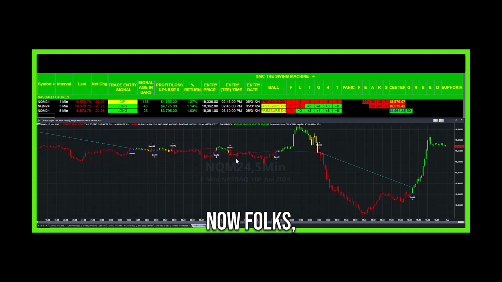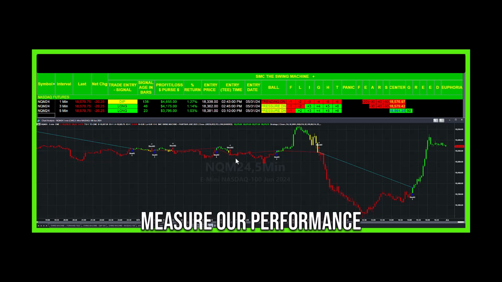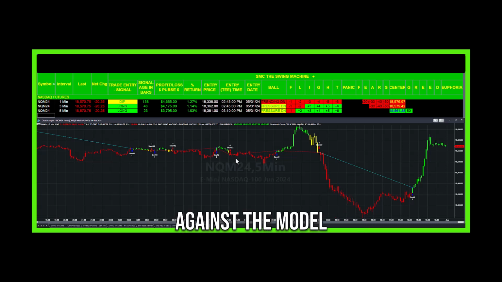Now, folks, it is true. What happens in the past may or may not happen in the future. That is a very true statement from Wall Street. But when we have models like this, it can help us learn what the market is doing now. And we can help set our expectations, and we can measure our performance against the model and make adjustments if you have good acquired trading skill.